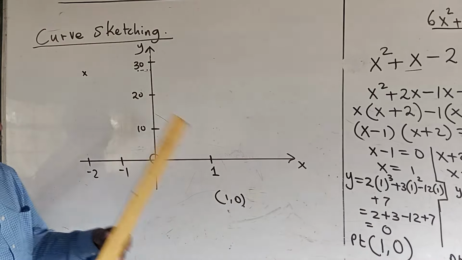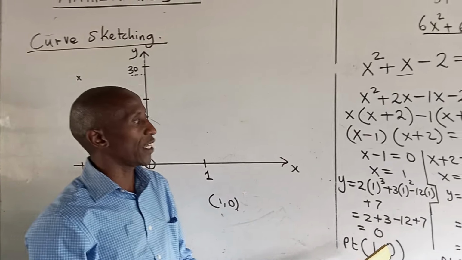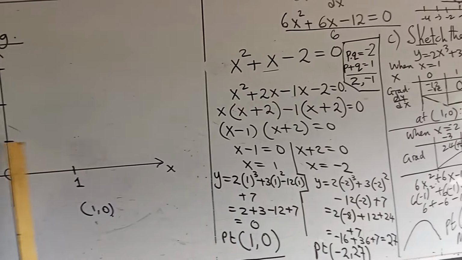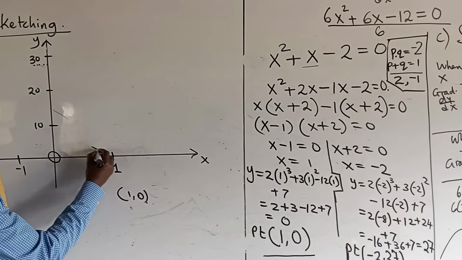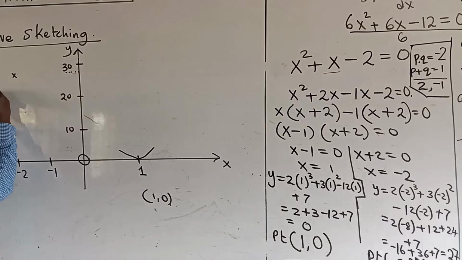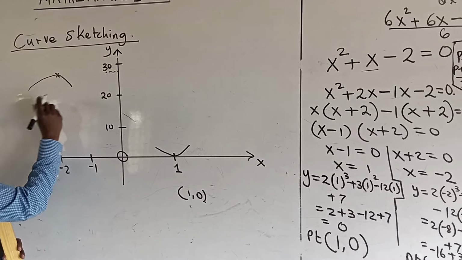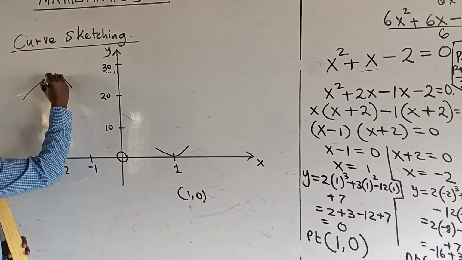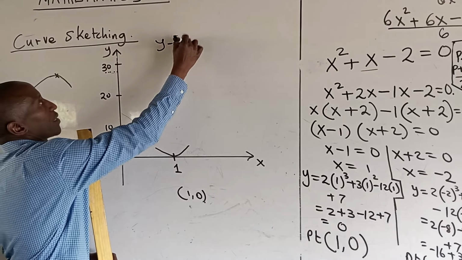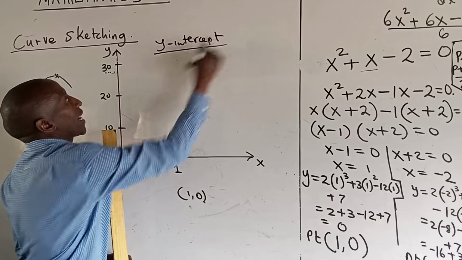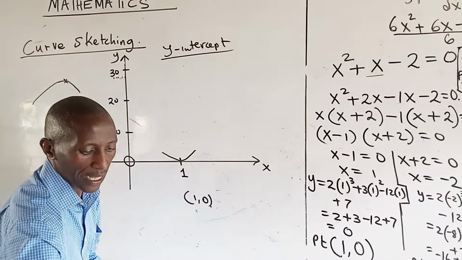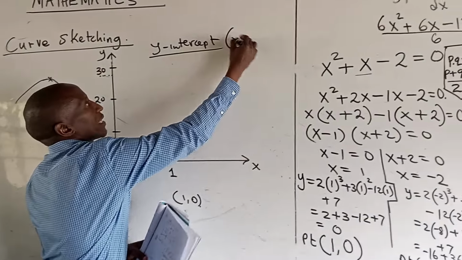And here, as we have seen, at 1, 0 we have a minimum. So we expect a curve which will come and run here, like that. We expect a maximum at this point, a curve which will take that kind of a shape. Now, the only item missing is the y-intercept. At what point does the graph cut the y-axis? So we need to determine that one, and at the y-intercept, always x is equal to 0.